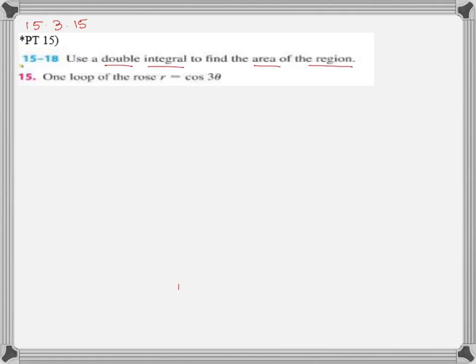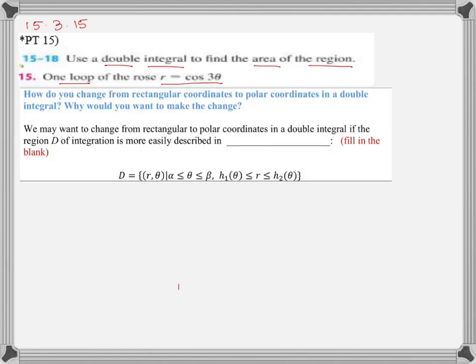So we are asked to use a double integral to find the area of one loop of the rose r equals cosine of 3 theta. So how do we change? First, in order to do the double integral, we are going to use polar coordinates here in this problem. How do you change from rectangular coordinates to polar coordinates in a double integral? Why would you want to make the change?